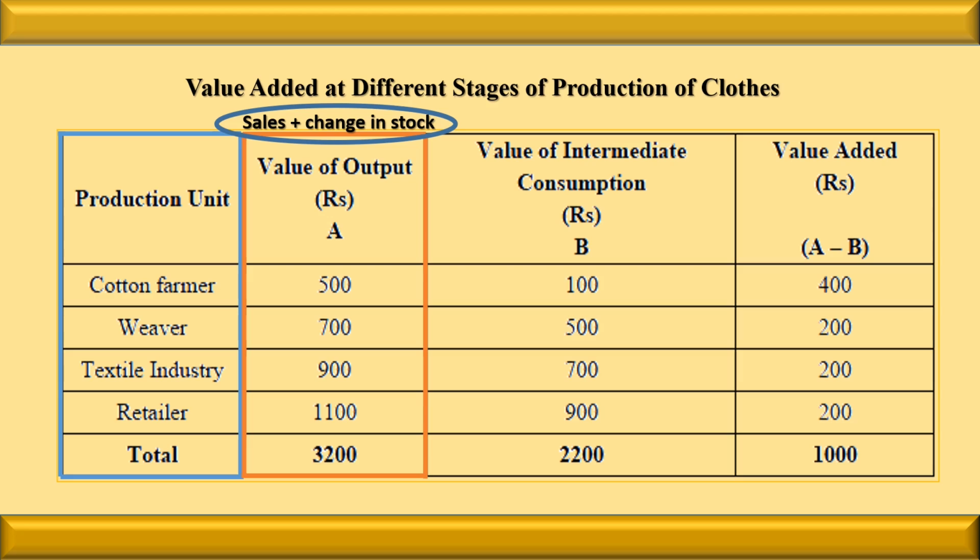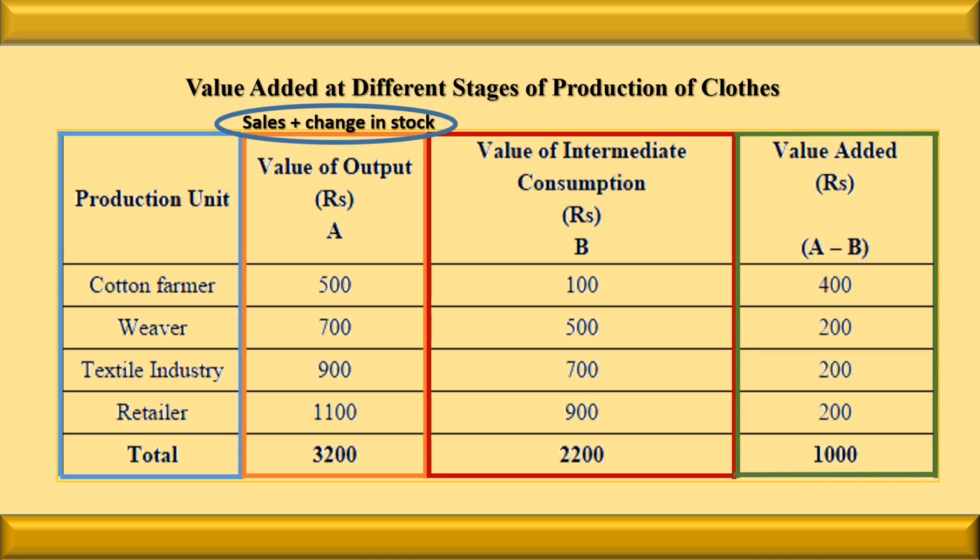The value of the intermediate consumption is 100 for the cotton farmers, 500 for the weavers, 700 for the textile industry, and 900 for the retailers. So the total value of the intermediate consumption becomes 2200. Under the value added approach, we only consider the value added. The value of the output for the cotton farmer is 500 and the intermediate consumption is 100, so the value added for the cotton farmer is 400. For the weaver 200, for the textile industry 200, for the retailer 200. So the total value added becomes 1000.